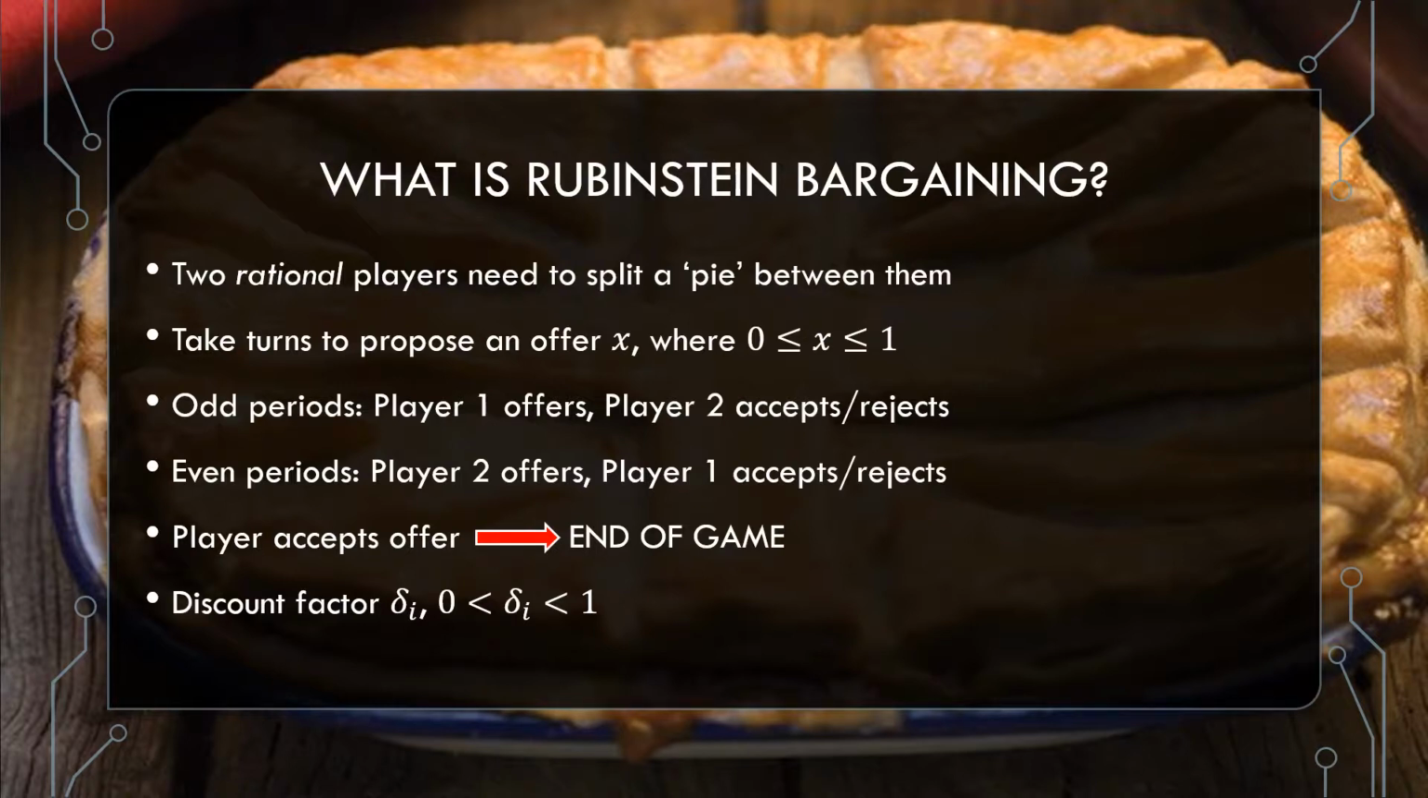They take turns to propose an offer of some portion of the pie to the other player. This player can accept or reject their offer. If they accept, the game ends and the players receive their payoffs. If they reject, the game continues to the next round.